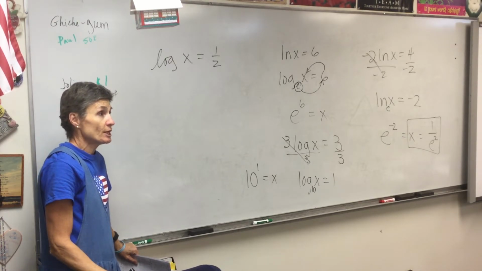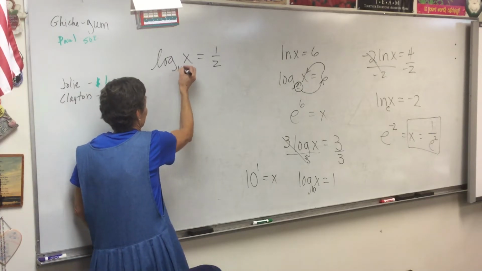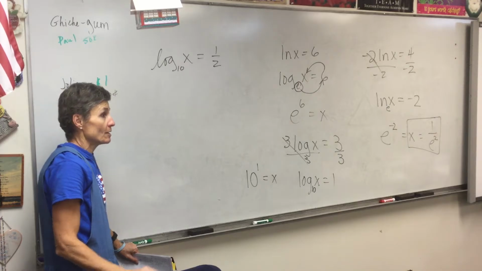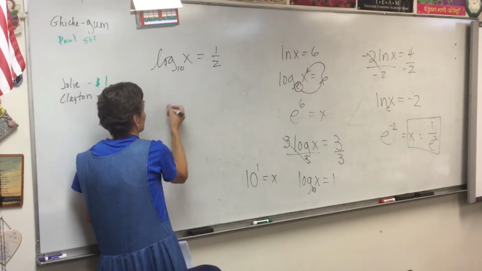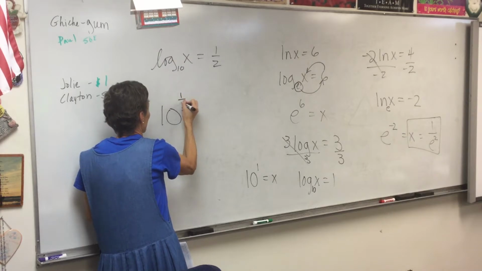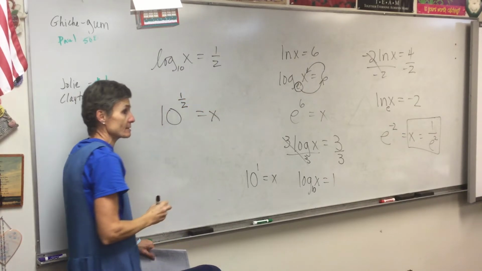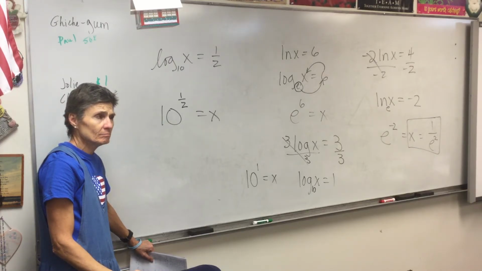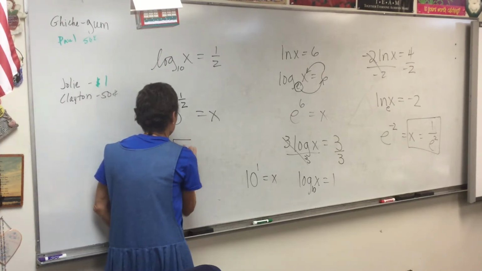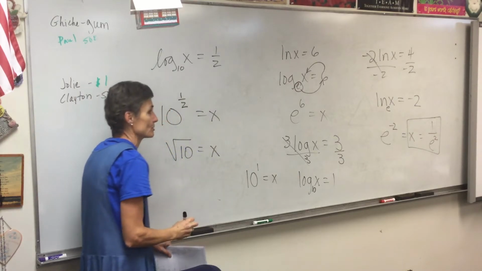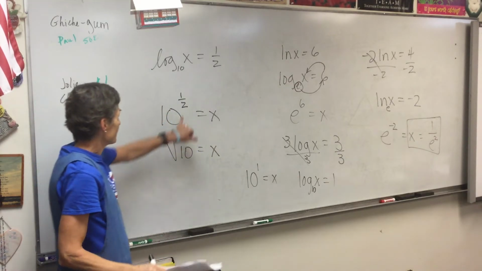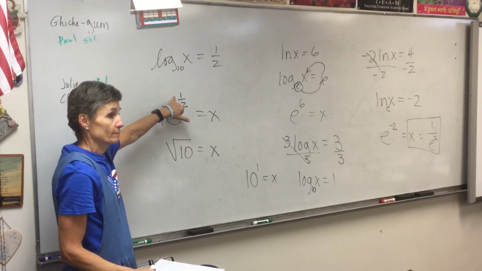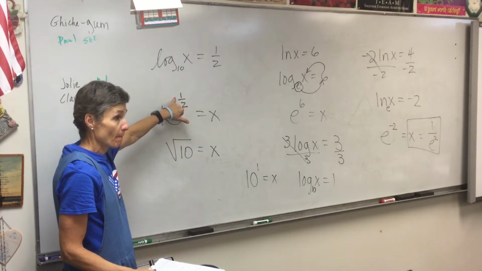Remember, when we see log, put a 10 in there, and here we go. 10 to the 1/2 equals x. What's 10 to the 1/2 mean? Square root of 10. Remember, fractional powers mean radicals. This tells me I'm taking the square root to the first, right?